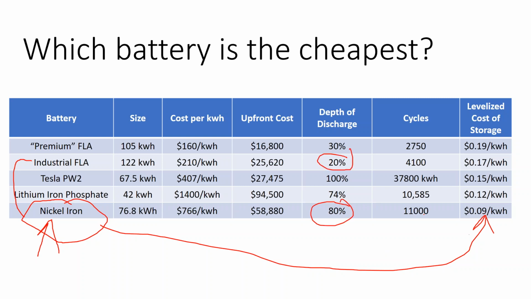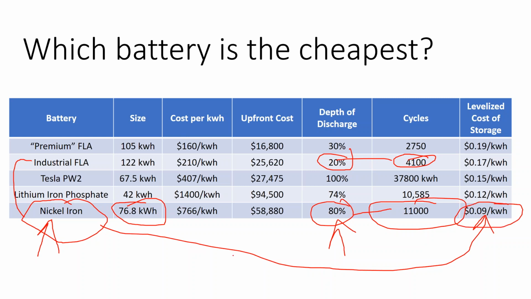So you crunch the numbers, and you can say, okay, well, this industrial lead acid will last for 4,000 cycles at a 20% depth of discharge. We can go and do a smaller nickel iron battery that'll do an 80% discharge and last 2.5 times as long, and that's going to be our most cost-effective option.